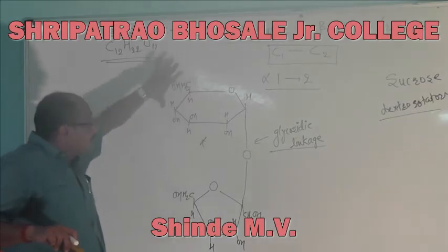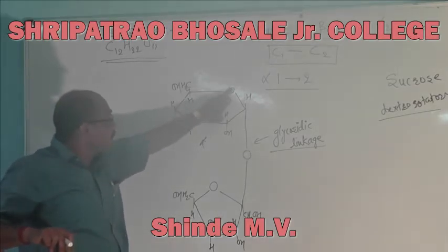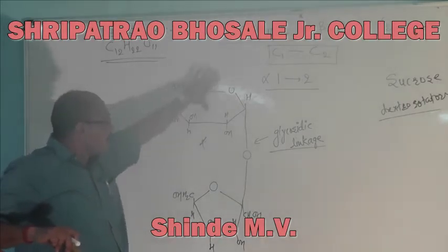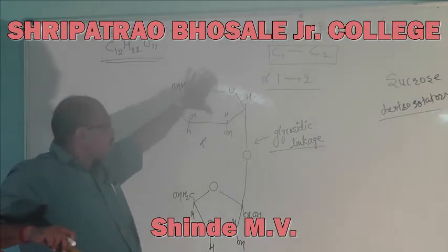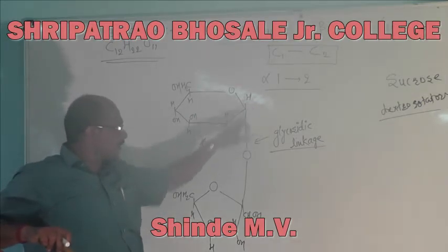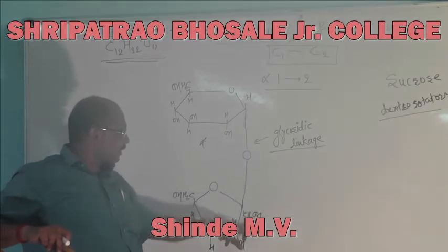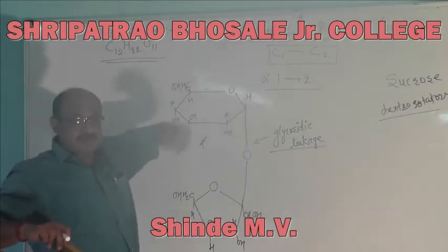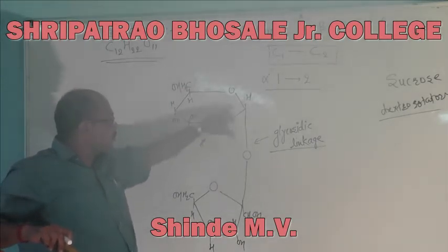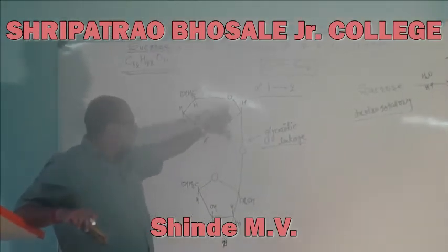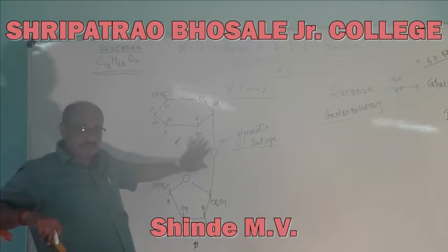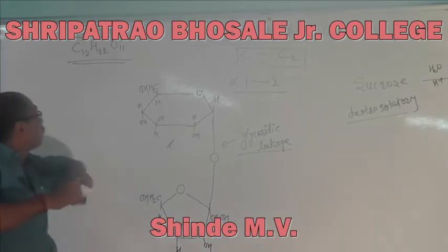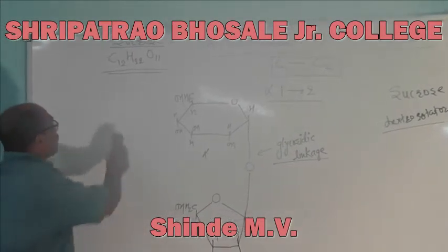And when we observe the carbonyl carbons, the aldehyde group present in the glucose molecule, here the anomeric carbon is directly attached through the glycosidic linkage to C2 of the fructose molecule. So we do not have any free aldehydic or carbonyl carbon here. So sucrose is non-reducing in nature. We got it? Now the next is maltose.